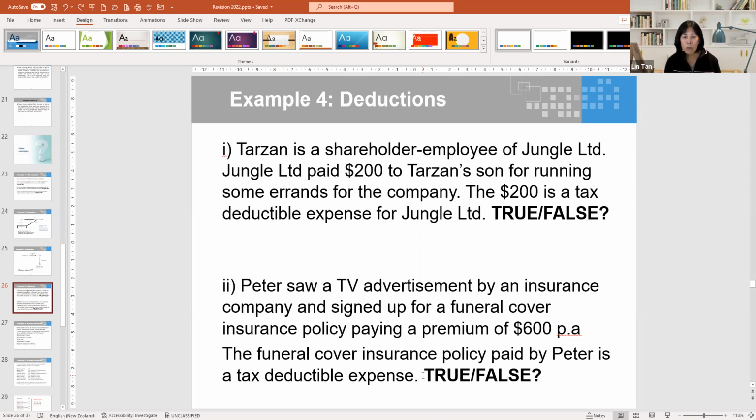So again, you're going to apply the general permission test and the limitation test. And as you can see, this is totally a private expense. All right, and therefore it is not a tax deductible expenditure.